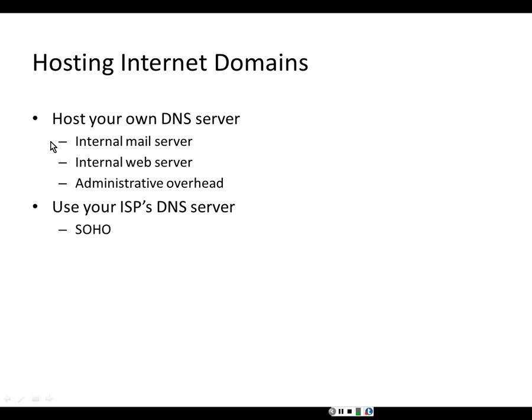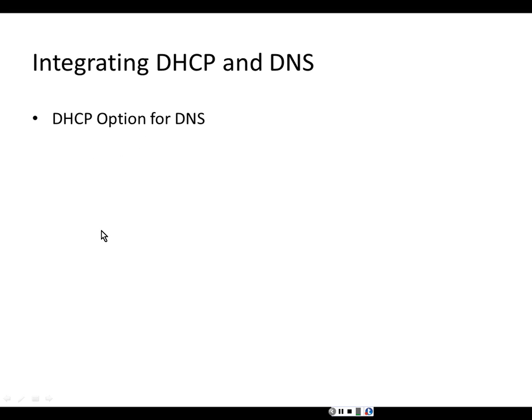If you're a large organization like the Community College of Baltimore County, we've got our own mail server on site, and we have our own web server on site, and we have enough personnel on staff that we can maintain our own DNS server. But if you have a small office or a home office, then you're not going to set up your own DNS server. You would typically use your internet service provider's DNS server. That's what we all do in our home wireless networks, and that's what most small companies do. SOHO, small office, home office.